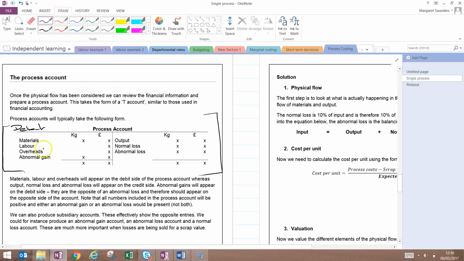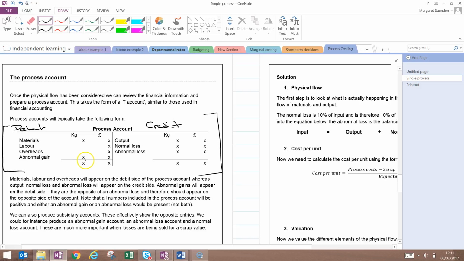we record the material cost, the labour cost, and the overhead cost. If in the process there is an abnormal gain, that is also recorded on the debit side of the account. If we look at the credit side, we record our output, the normal loss, and any abnormal loss.